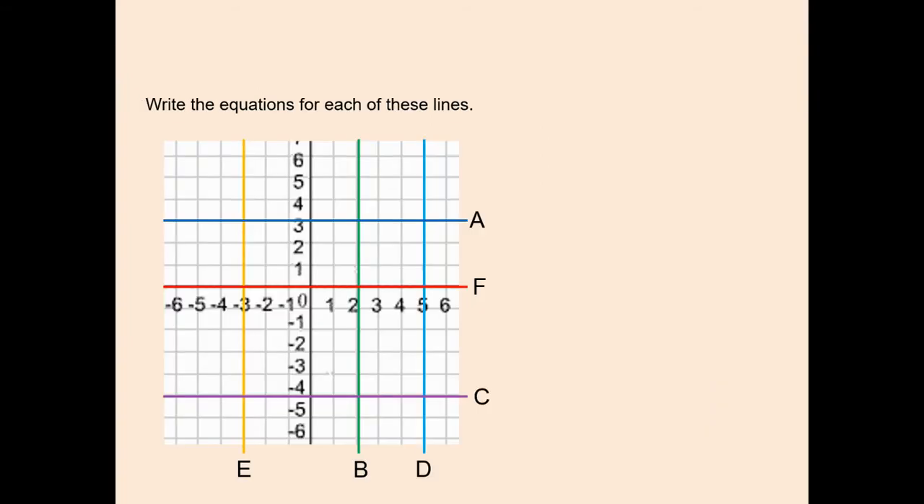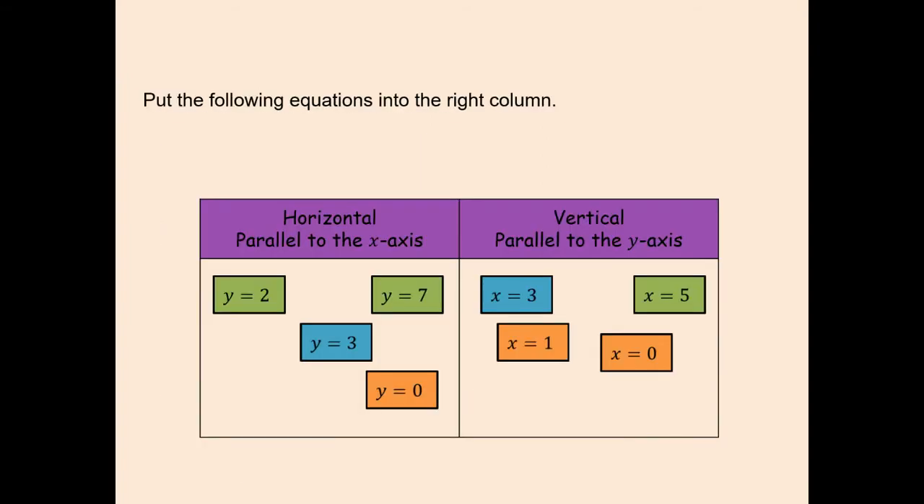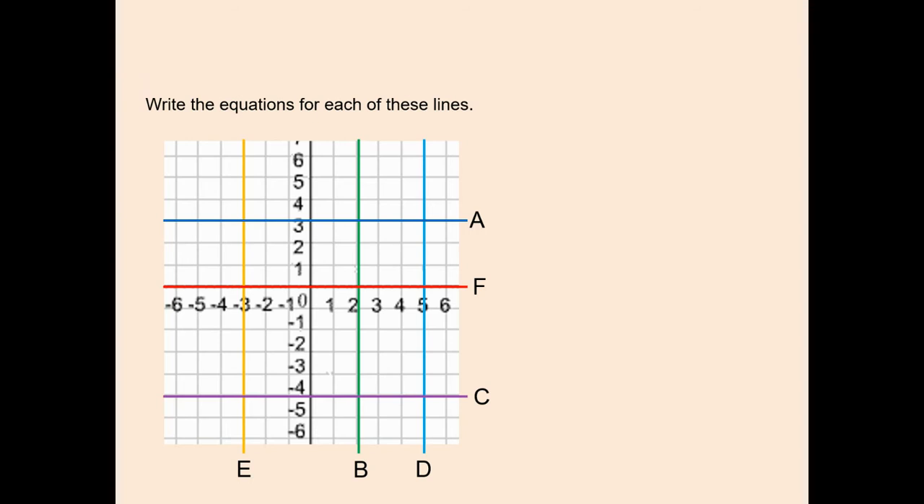So we know what horizontal and vertical straight lines are. What I'd like you to do now is pause the video. You don't need to draw the graph. Just label for me the equations for A, B, C, D, E, F. What are those equations for me? Please pause the video, then press play when you're ready to carry on.